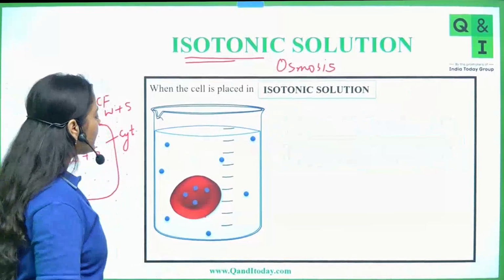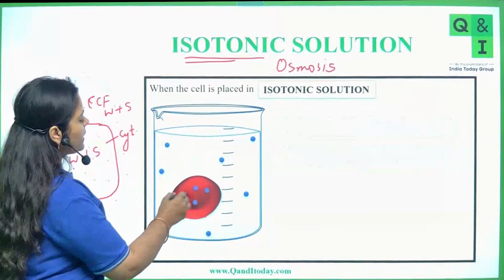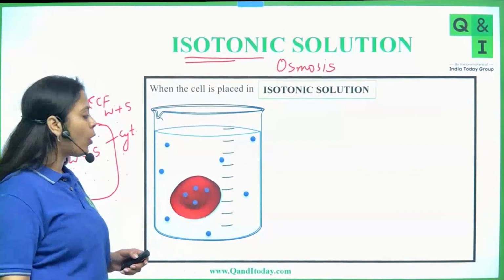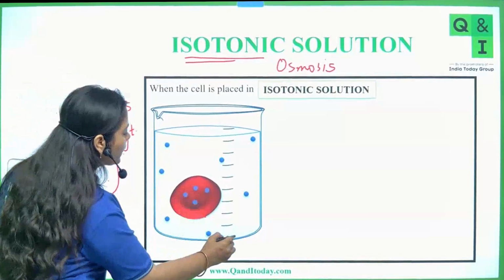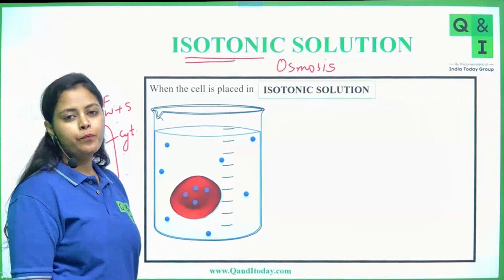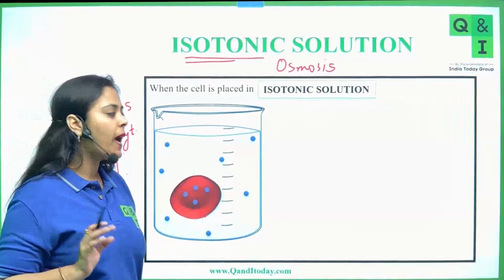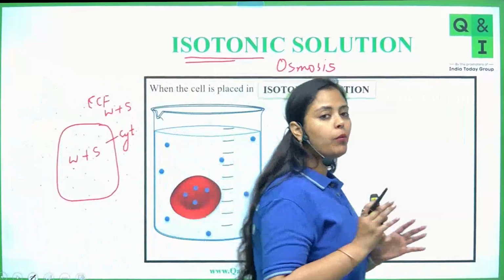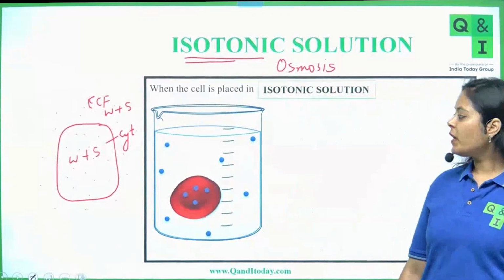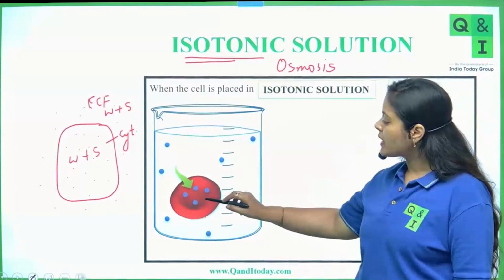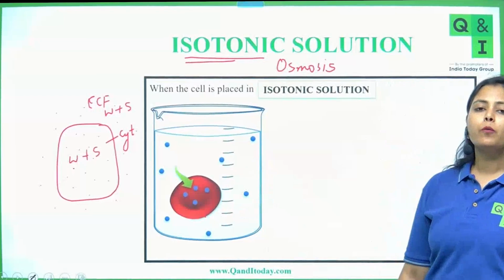There is neither entry of water inside the cell, that means water will neither enter the cell, nor will water exit the cell. Would that happen, or what would happen? From where would the movement of water take place? Yes, everyone. If the concentration is the same inside and outside the cell, then what would happen?